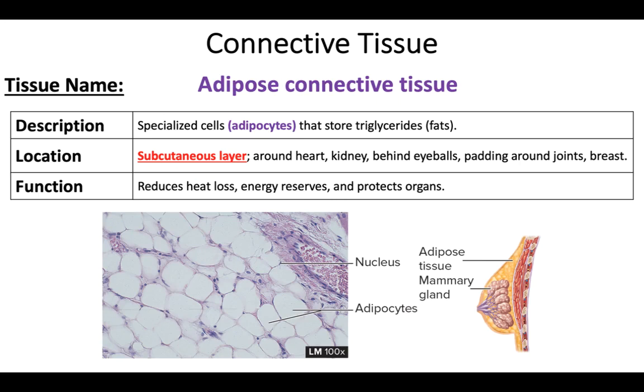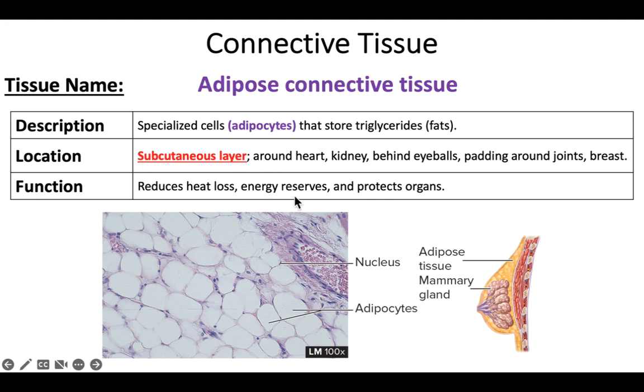Next one is adipose. Adipose is also considered a loose connective tissue. It has a lot of cells called adipocytes. Adipo means fat, so these are fat-storing cells. They store fat in the form of triglycerides. You find this widely distributed as well. You're going to find a lot of it underneath the skin, so there's a layer called the subcutaneous or hypodermis.